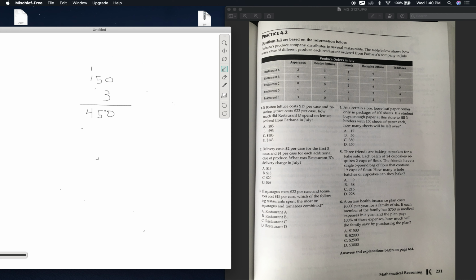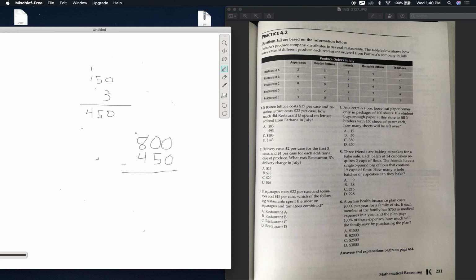So it's asking how many sheets will be left over. So if we need to buy 2 packs of 400 sheets, we know that's 800. And we need, for the 3 binders, 450. So we'll do 800, since we need 2 packages. And then we will subtract the amount that we're actually going to require. Then the difference between that will be how much will be left over.